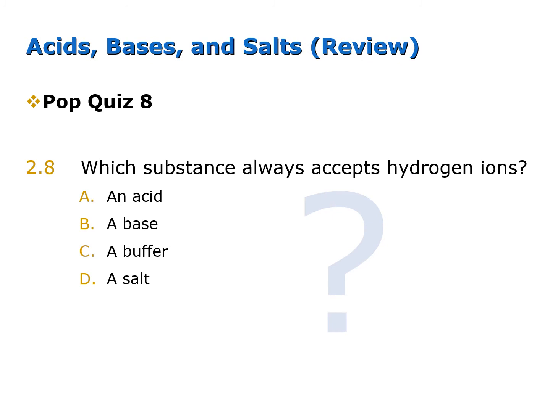Question number 8. Which substance always accepts hydrogen ions? A, an acid, B, a base, C, a buffer, or D, a salt? The substance that always accepts hydrogen ions, or the positively charged particles, will be a base.